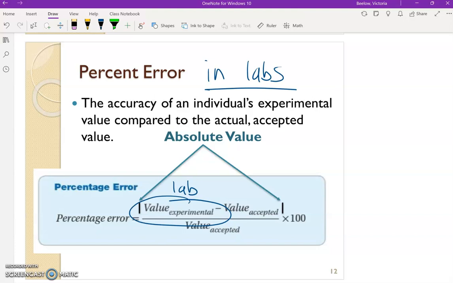Again, this is something that you're going to be doing in lab, and typically you want this to be low. Okay, you want to have a low percent error. That means that you did a really good job in your lab and you got really close to the accepted value. Typically, I would say usually like at least under 5%, generally speaking, would be pretty good.